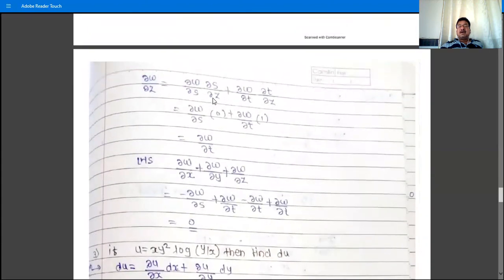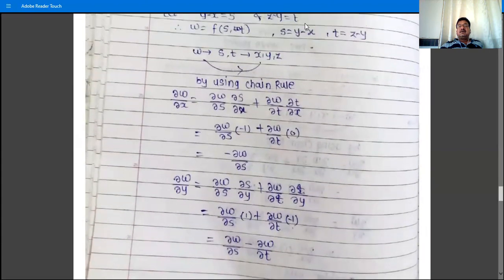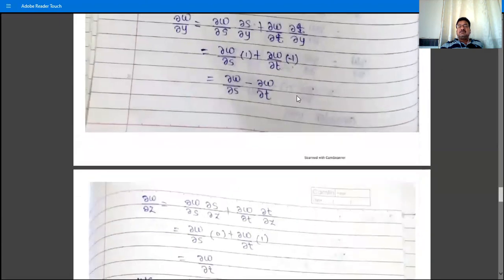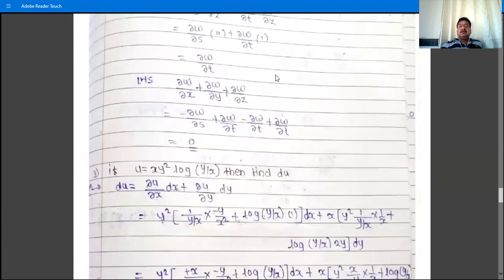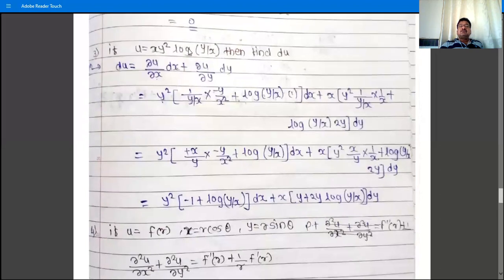And then substitute ∂w/∂z: the derivative of this quantity with respect to z is 0, and this quantity with respect to z is 1. Okay. And then we have this answer. And then consider LHS ∂w/∂x, ∂w/∂y, ∂w/∂z. Substitute the values. Okay. We have the answer 0. Okay. So next problem, if u is x y square log y by x, then find du.